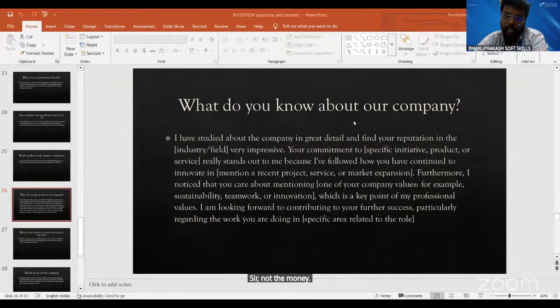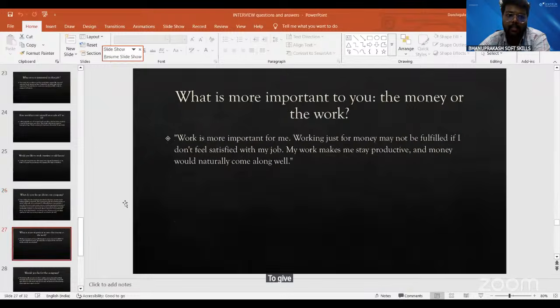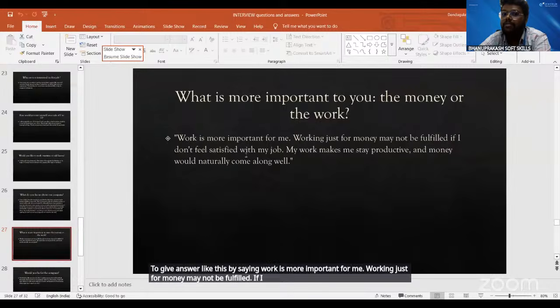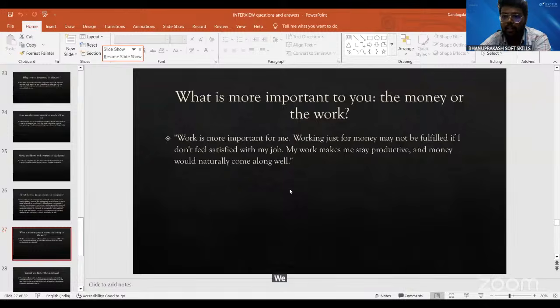So you can say work is more important, and it is also important to give the answer like this: work is more important for me. Working just for money may not be fulfilling if I don't feel satisfied with my job. So work satisfaction is more important than the money. If we aren't satisfied with the work, no matter how much money we get, we aren't satisfied at all. So the priority here is to make ourselves satisfied with that work.